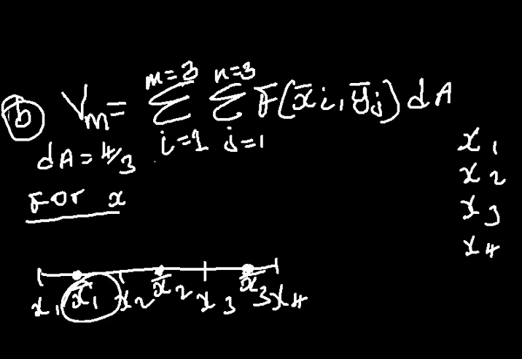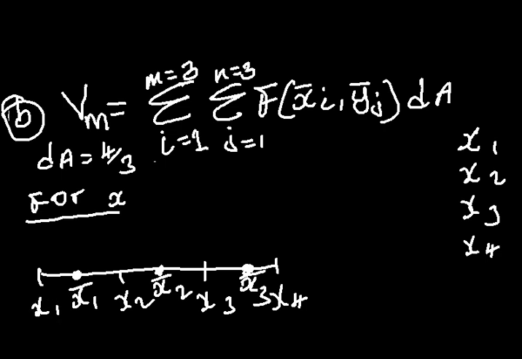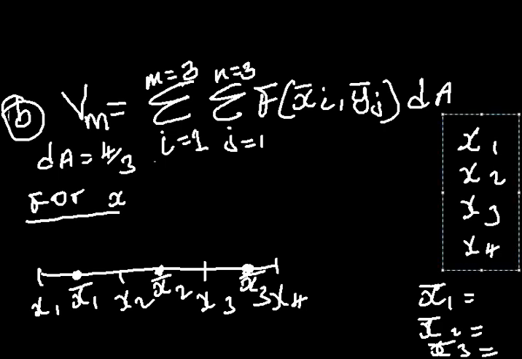So how do you find these actual midpoints? x1 bar is given as x1 plus x2 divided by 2. And x2 bar is x2 plus x3 divided by 2, and likewise the last one will be the same as well. Then you have them as x bar 1, x bar 2, and x bar 3. You also do the same with y.